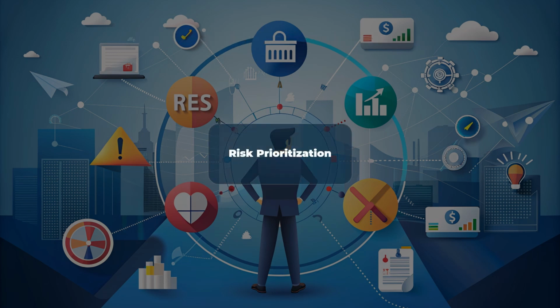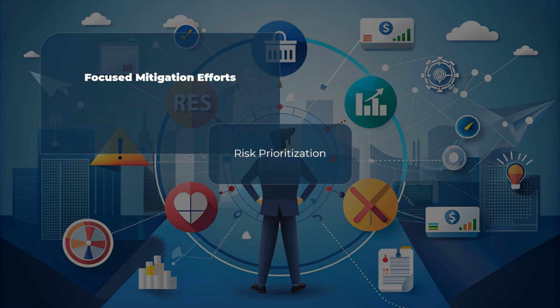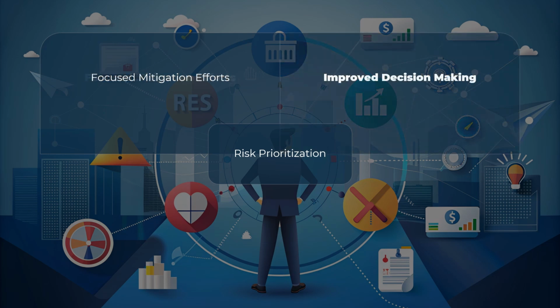Risk prioritization helps in prioritizing risks, focusing on the most critical ones. Focus mitigation efforts ensures that resources are allocated to mitigate high-priority risks effectively. Improve decision-making enhances decision-making by providing clear information on risk priorities.